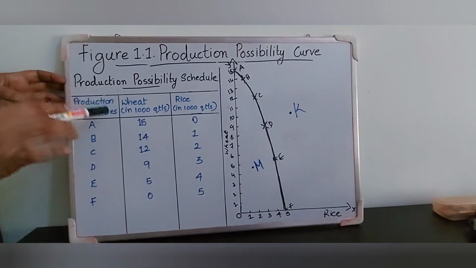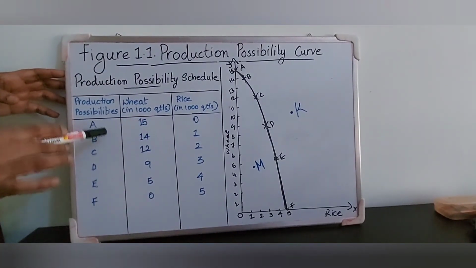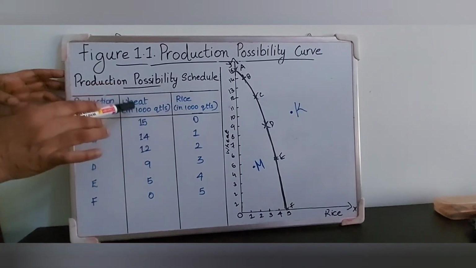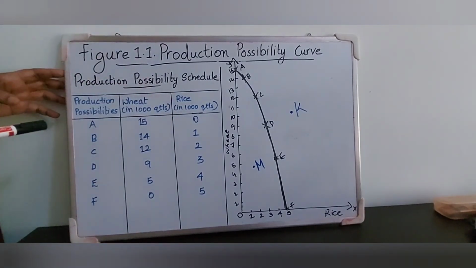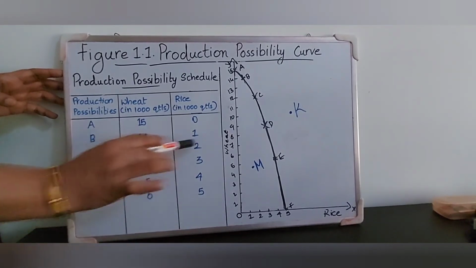Now, what does this schedule show? The production possibilities of two goods, wheat and rice. Different combinations of the production of these two goods are given.